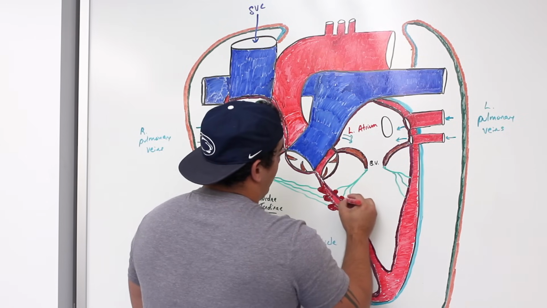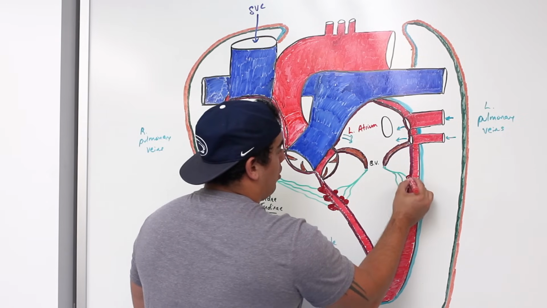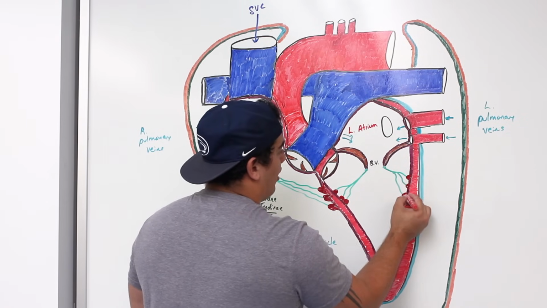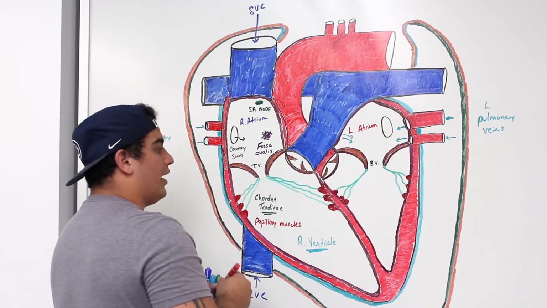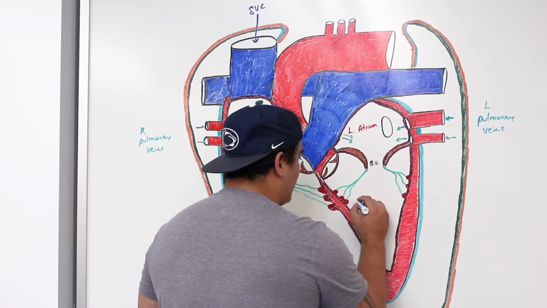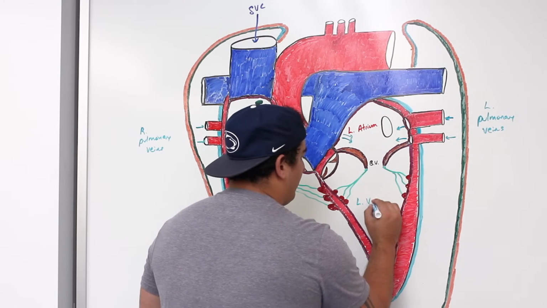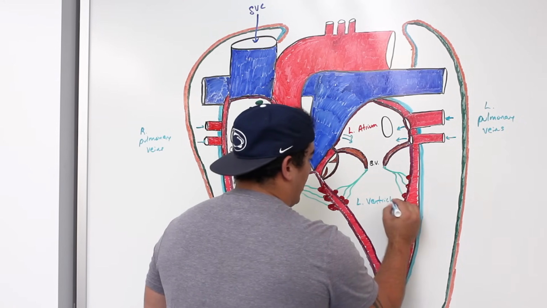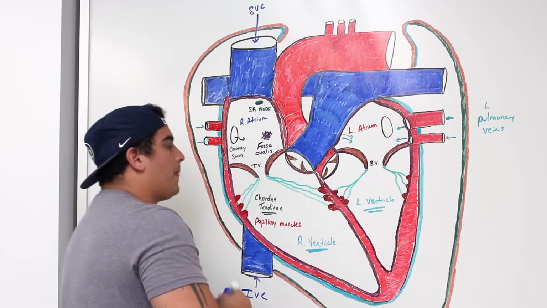All right. Now the next thing is, what is this chamber here called, where the blood is actually coming down from the left atrium into this chamber right here? This chamber here is called the left ventricle. This is the left ventricle. Very, very important pump. This is a very, very powerful pump.